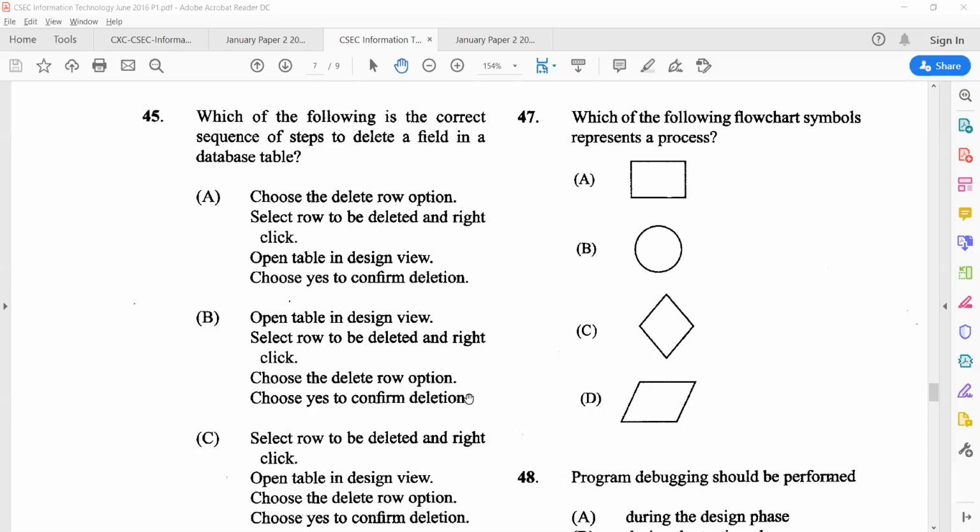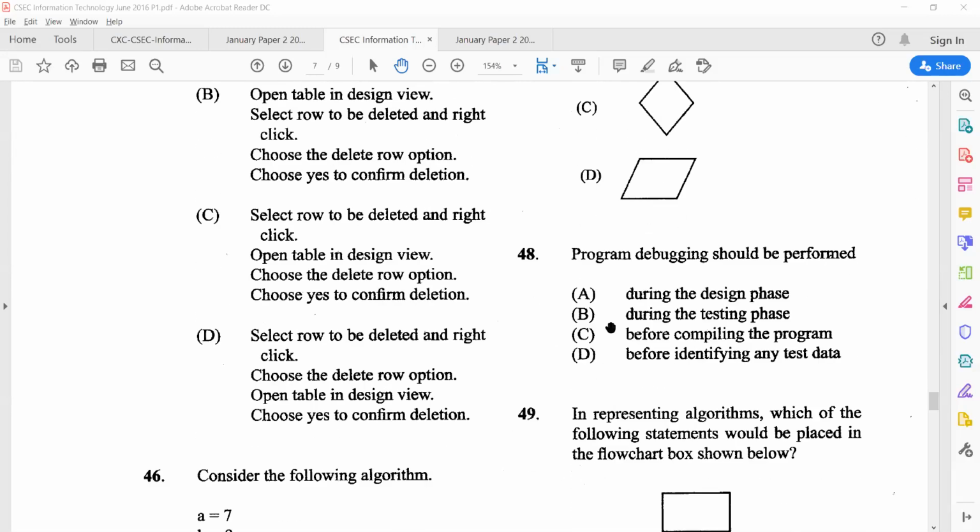All right, so the process, and remember, a process could be like a calculation or an assignment. And the symbol that represents the process is A, that rectangle there.